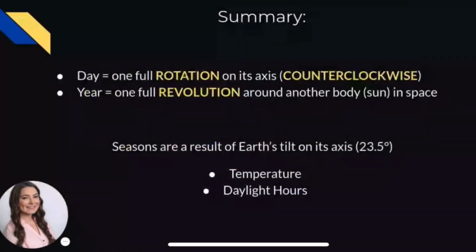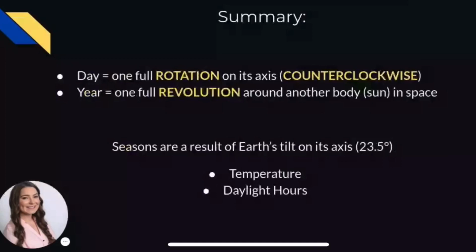To summarize, the length of a day is determined by how long it takes a planet to complete one full rotation on its axis. On Earth, that's 23 hours and 56 minutes in the counterclockwise direction. The length of a year is determined by how long it takes a planet to complete one full revolution. On Earth, that's 364 and 1/4 days to make one full revolution around the sun.